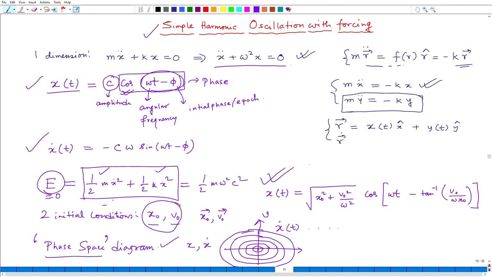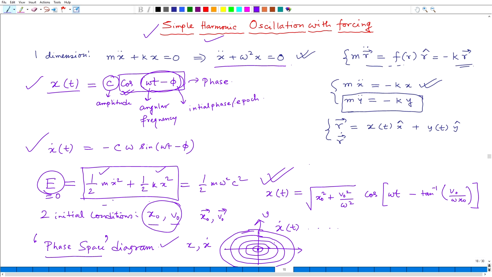And as we will see in future, when we do some stability analysis while trying to do some analysis in nonlinear dynamics, this type of point is called a fixed point for the motion.